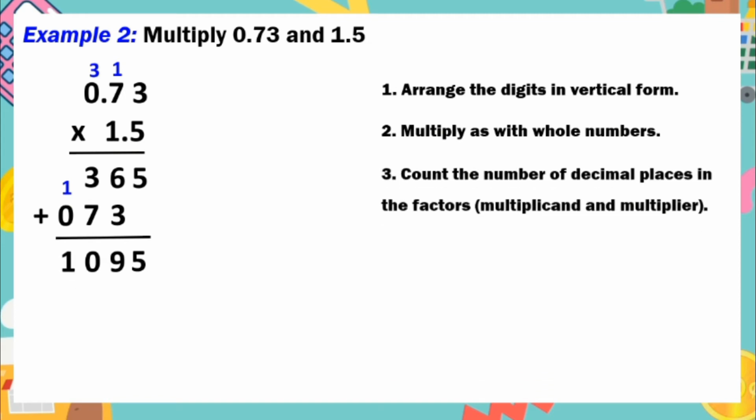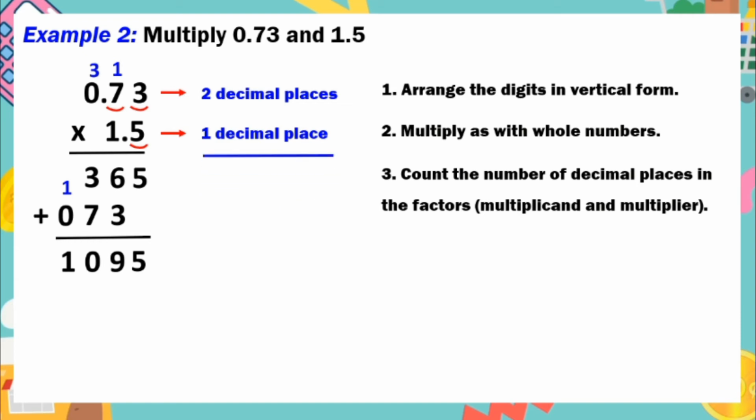Step 3. Count the number of decimal places in the factors, the multiplicand and multiplier. So we have 2 decimal places in 73 hundredths. Ito yung digits na nasa kanan ng decimal point. Then sa 1 and 5/10, meron tayong 1 decimal place. Ito yung digit na nasa kanan ng decimal point. So meron tayong 3 decimal places.